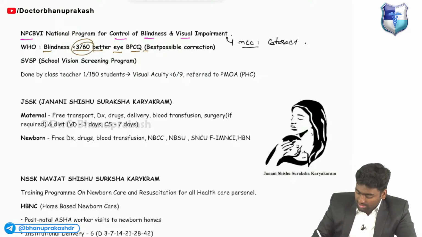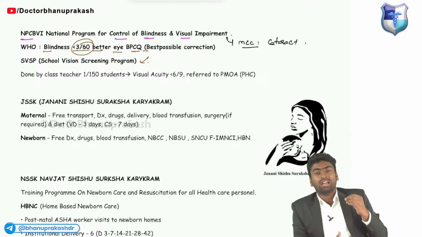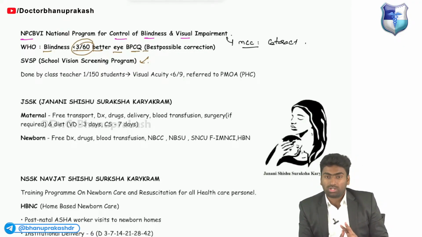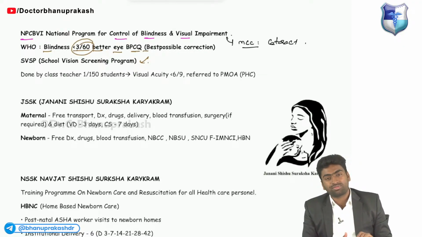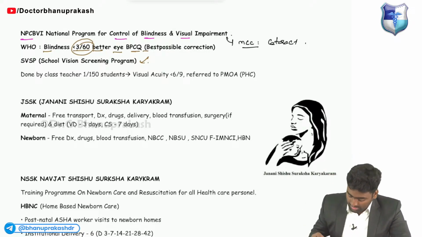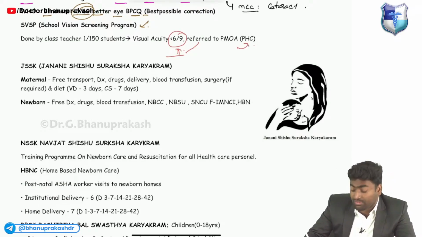And for vision, we run the school vision program, where we analyze vision in children as well. Usually we go twice, every 6 months, to do this vision analysis, and initially children are screened by the teachers only. If the visual acuity is less than 6/9, the child is referred to the PHC. Remember.